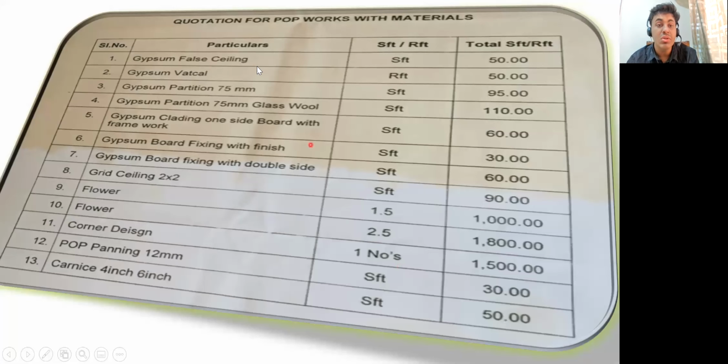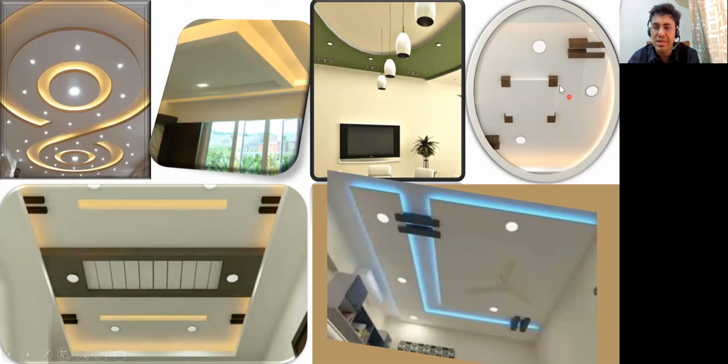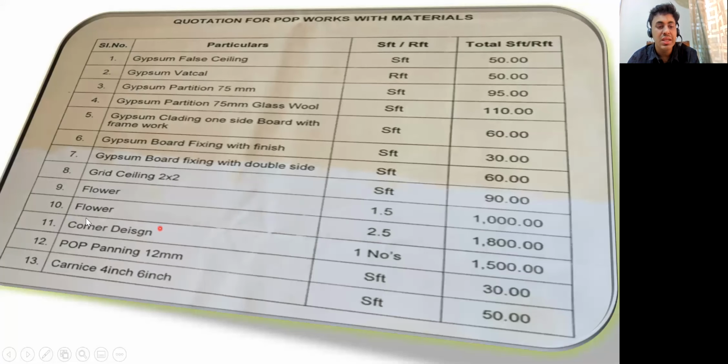Now coming to the quotations, how much it will cost. When you approach the vendor, he's going to give all the estimation. If you want to do a flower design, for every 1.5 running feet they are going to charge you 1000 rupees. If you want a corner design, he's going to charge you 1500 rupees for one corner design. For the gypsum false ceiling, for whatever boards you put up, they charge 50 rupees per square foot.